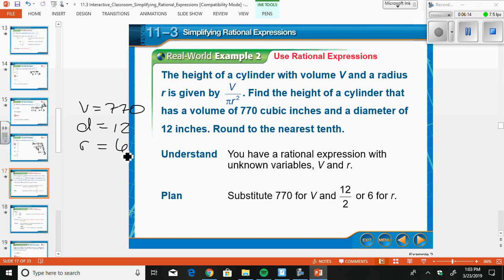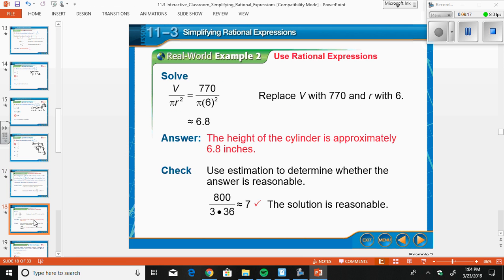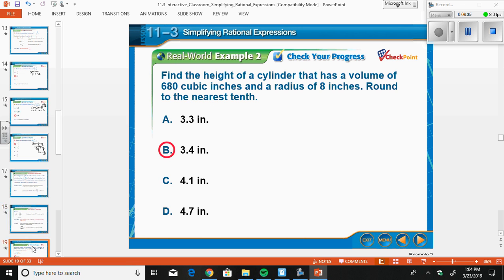So we substitute all of that into our equation. We solve down and we get 6.8. So the height of the cylinder is approximately 6.8 inches. You can use estimation to determine whether the answer is reasonable by putting 7 in. 800 divided by 3 times 36 is 7. Works out.